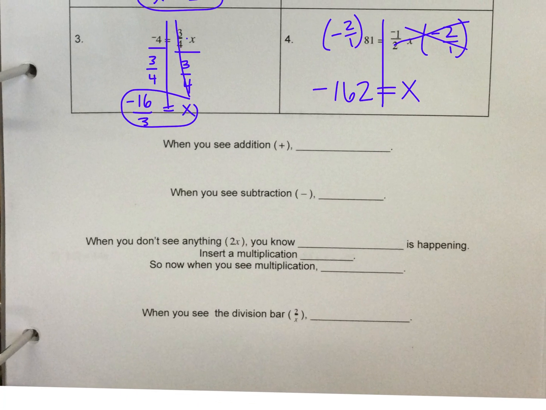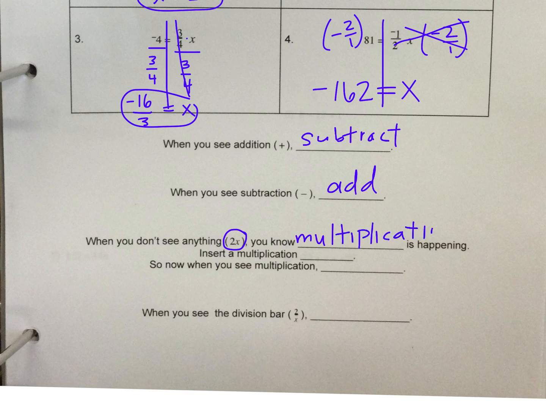So when you see addition in an equation, to solve it, you have to subtract. When you see subtraction, to solve it, you're going to add. When you don't see anything like a 2x, you know multiplication is happening. So insert that multiplication dot in between it.